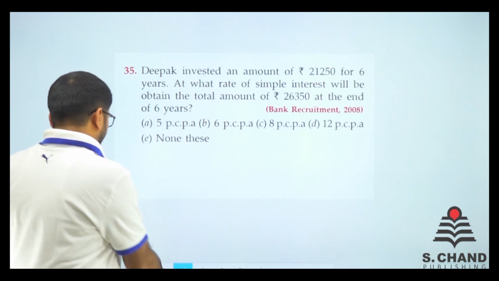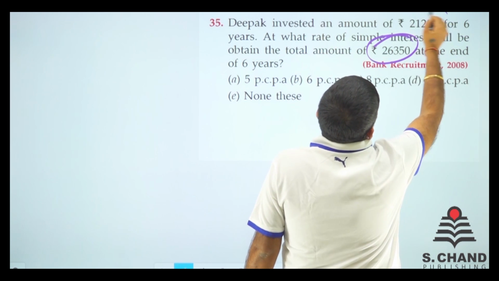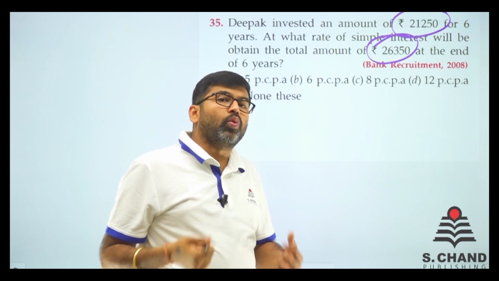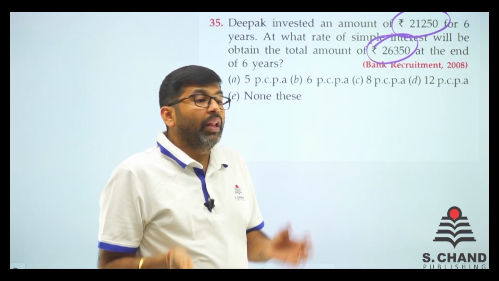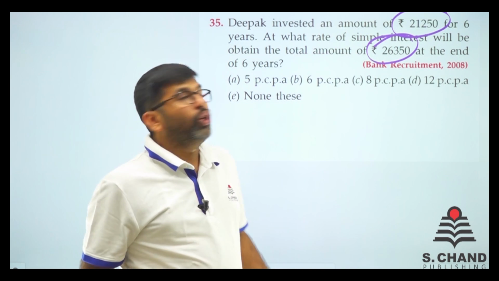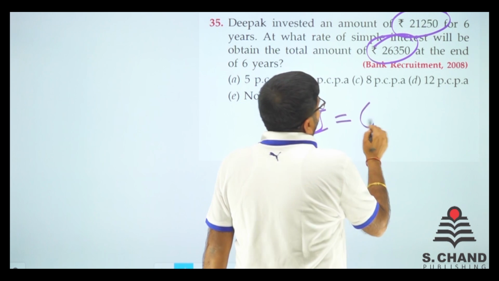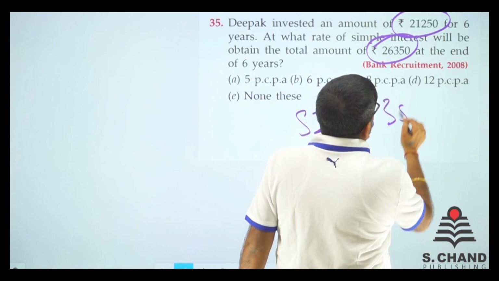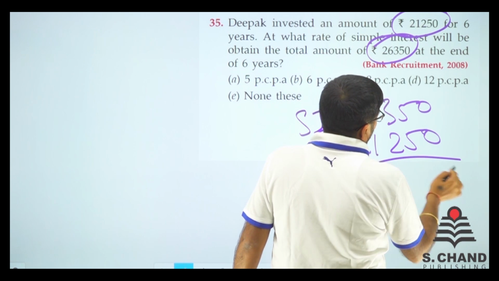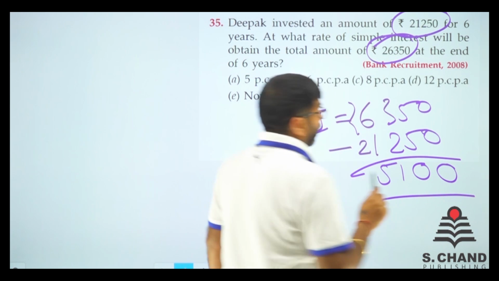Here we go. Question number 35. So this is the total amount we have received and this was the total amount invested. What is the difference between them? The difference is the extra money earned, and that extra money is what? Interest. So first of all, we should find the SI, that is simple interest. So it is 26350 minus 21250, which comes to 5100. So 5100 is the simple interest.